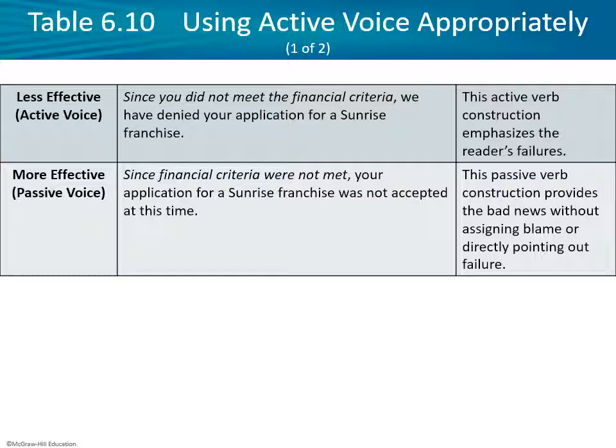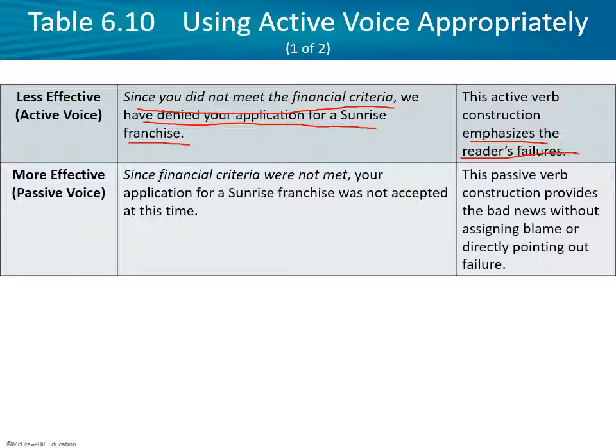So here's the less effective sentence. Since you did not meet the financial criteria, we have denied your application for a Sunrise franchise. Now, you could argue, well, that's clear, that's transparent. On the other hand, it emphasizes the reader's failures. Since you did not meet the financial criteria. Now, that doesn't sound very good. It's probably going to hurt somebody's feelings. They might even get emotionally hijacked by phrasing it that way.